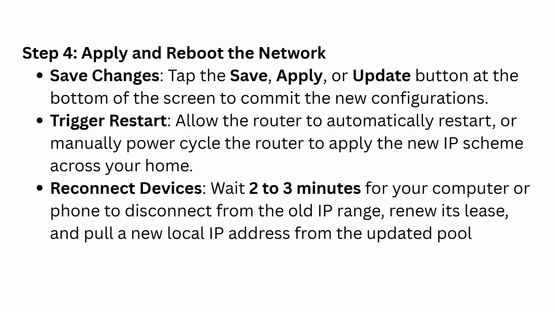Step 4. Apply and reboot the network. Save the changes. Tap on the Save, Apply or Update button at the bottom of the screen to commit the new configurations. Trigger restart. Allow the router to automatically restart or manually power cycle the router to apply the new scheme across your home. Reconnect devices.